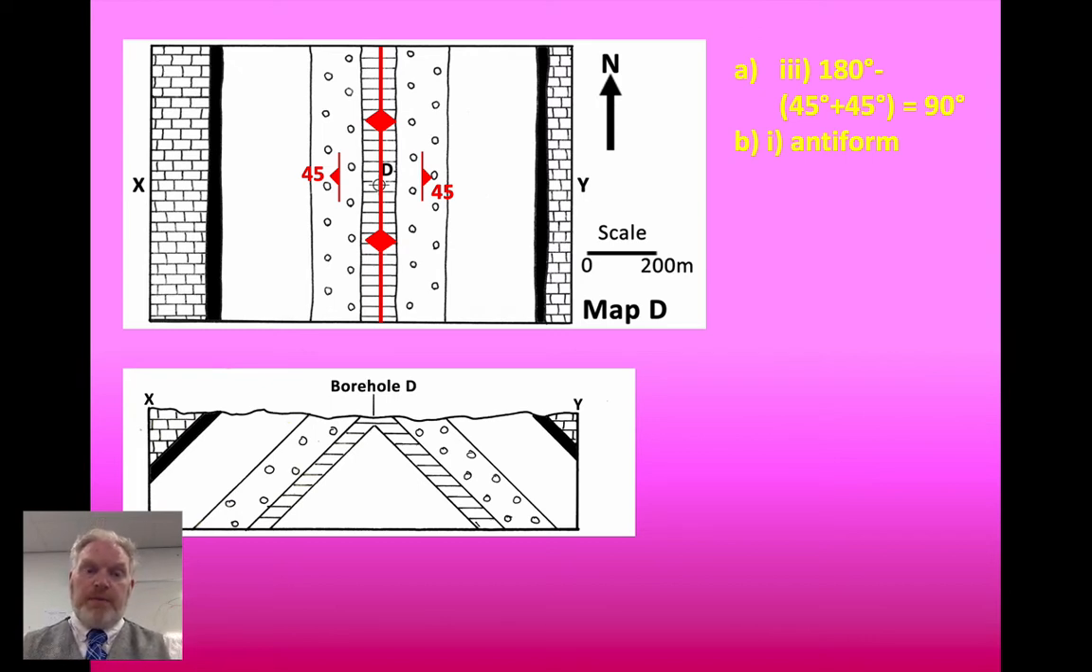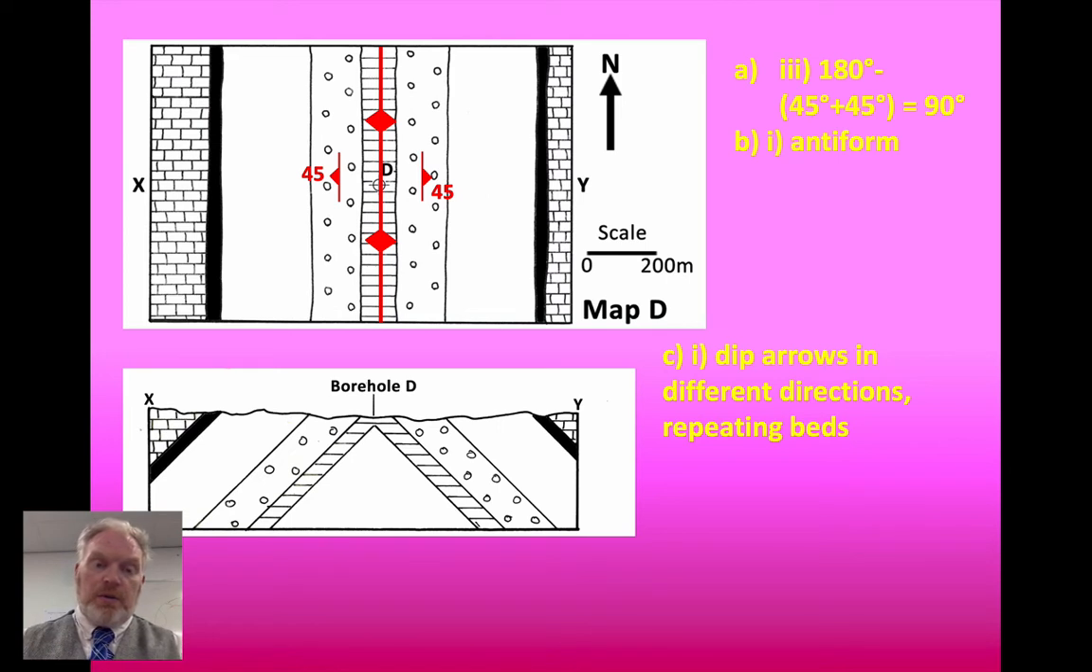We can see from map D that these rocks have been folded. There's two ways we can tell. We've got dip arrows in different directions, and we've got a repetition of beds. We can see that coal seam there appearing twice. Now, if the fold is oriented north-south, in this case, the stress that produces it is going to be at right angles to that fold axis. So the stress here has got to be coming from east to west.